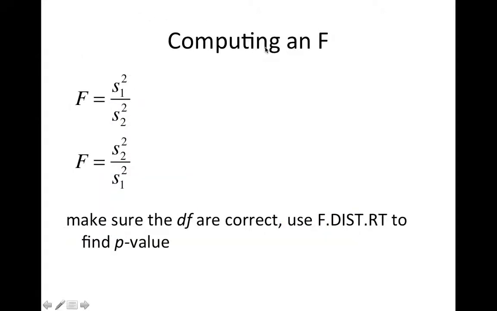It's pretty easy to do. You just compute the ratio of the variances, you make sure the degrees of freedom are correct, and then in Excel you can use F.DIST.RT to find a p-value. I know this seems really simple and really straightforward, and it is, but that's how you test hypotheses about variances.